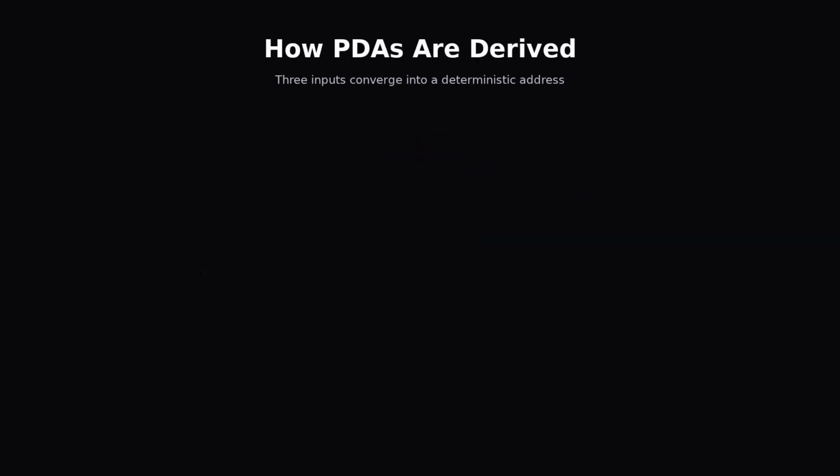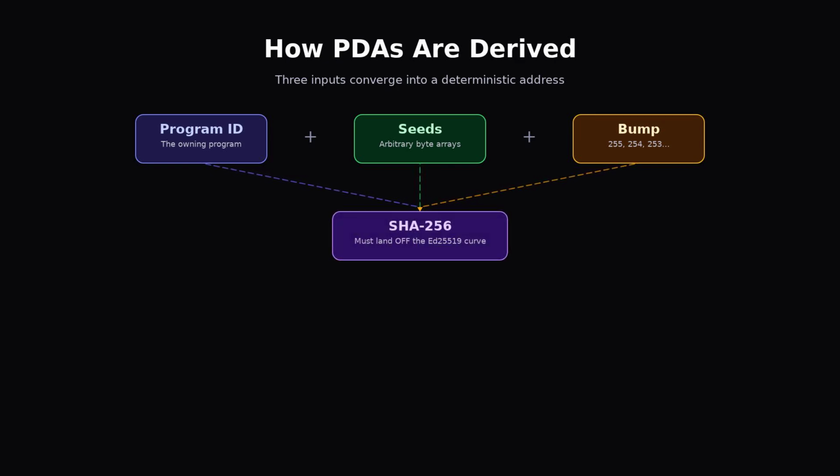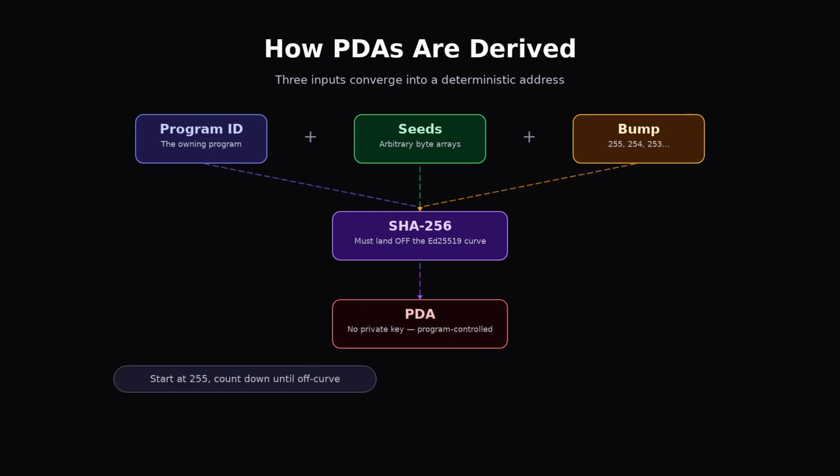Here's how you derive one. You take a program ID, combine it with one or more seeds, and add a bump. The bump is an extra byte that pushes the result off the curve. The derivation function starts at bump 255 and counts down until it finds a valid off-curve address. The first one it finds is called the canonical bump. Always use the canonical bump.